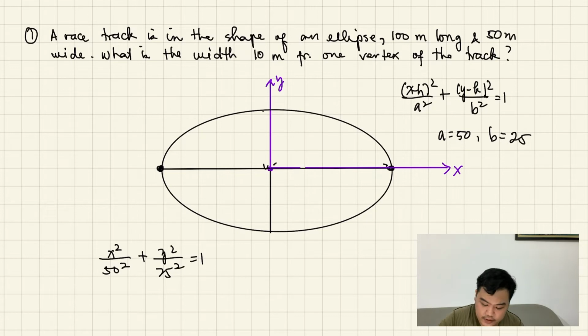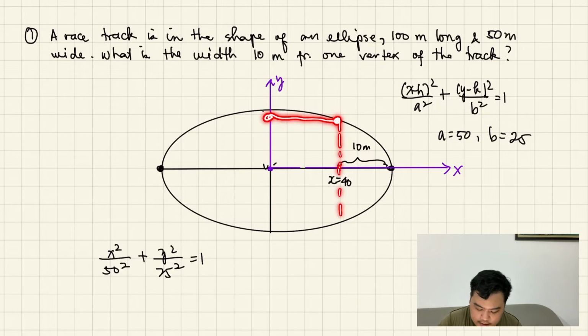Kung gusto mo ng 10 meters from the vertex, ano yung x-coordinate dito? Kung titignan mo siya sa xy axis mo, ang sabi natin, ang length nito is 50. So, ang x dito ay 40 from here. So, ito yung 40. Pag pinlug in mo yun sa equation natin, makakakuha ka ng dalawang y. Y na yun, tsaka y sa baba.